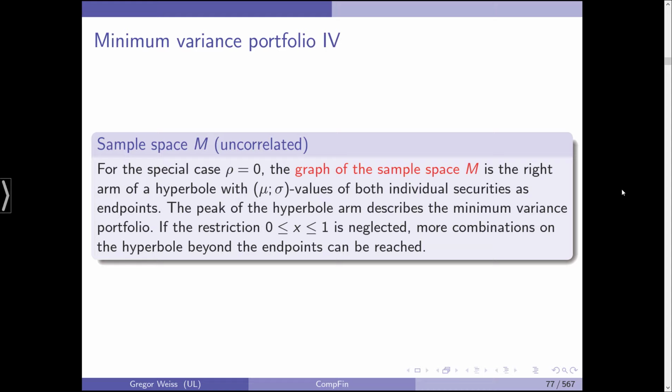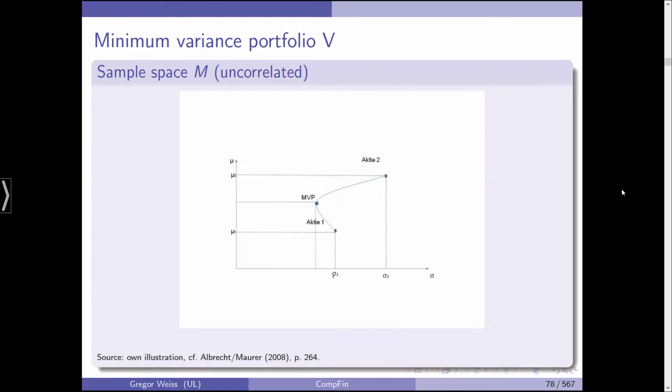The peak of the hyperbola arm describes the minimum variance portfolio because it's the point that is farthest left. And thus, of all the possible cases and all the possible portfolios, it is the one that has the smallest x value on the plot, and the x-axis gives us the variance or volatility, so it has to be the minimum variance portfolio. If this restriction that the portfolio weight is between 0 and 1 is neglected, we can also build more portfolios and more combinations. And we'll see this later on.